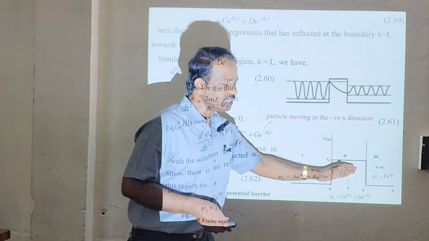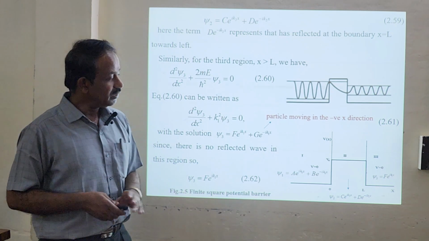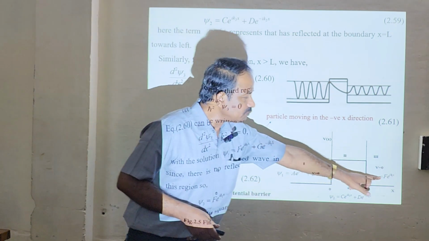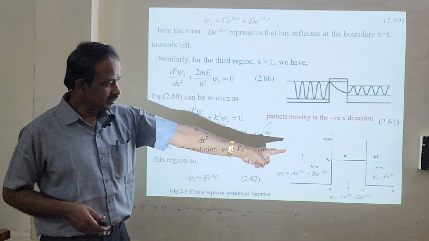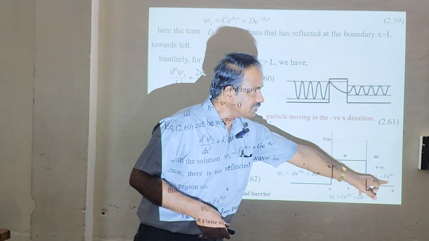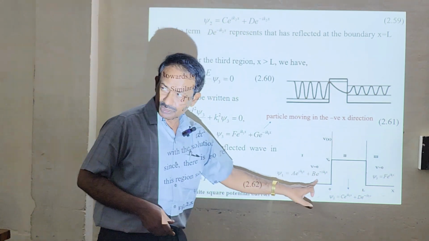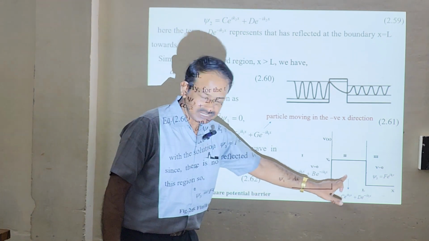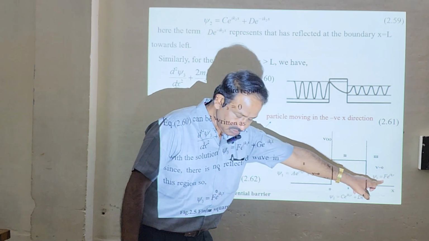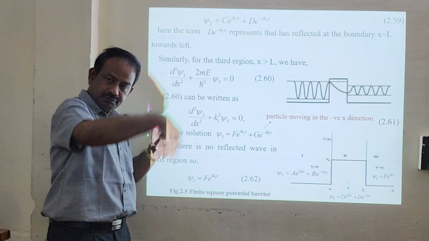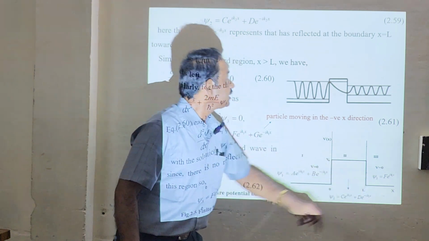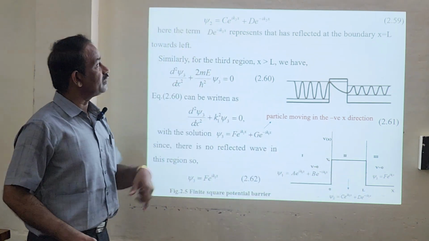Now again, due to the tunneling effect, it can cross the barrier and go to that side, and there is no reflection here. There is no e^(-ikx) term here. So we have a reflection term here, that's why the e^(ikx) term. Here we have a reflection term because of this one. There is no reflection here. It will go from left to right, so there is no minus term here. Okay, in the third region.